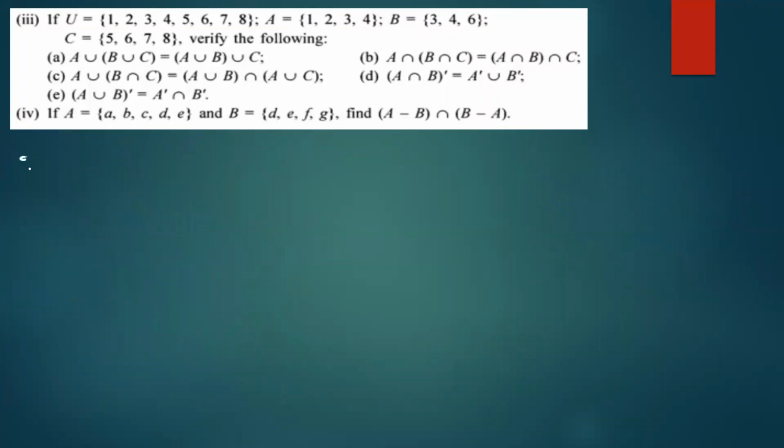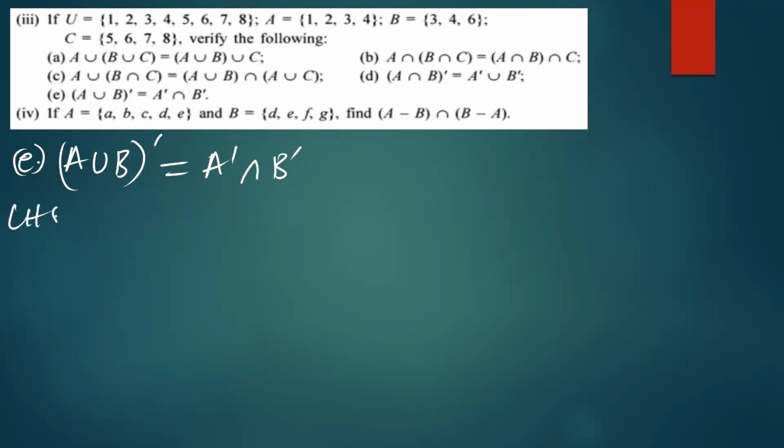So part E there says we have to verify that (A union B) complement is equal to what? A complement intersection B complement. So how do we verify that? We first take the left-hand side.